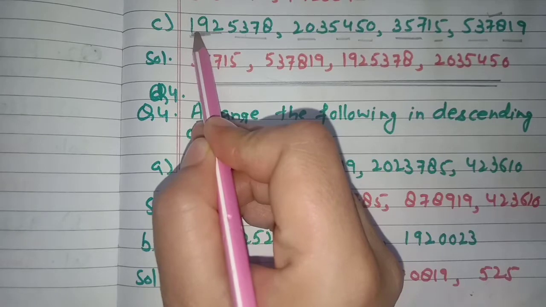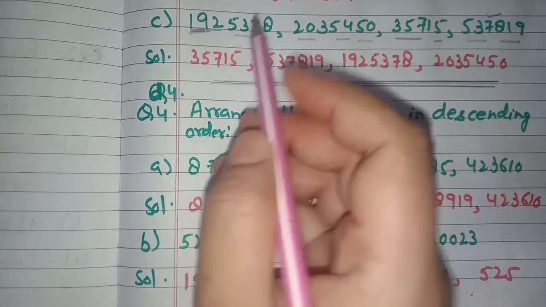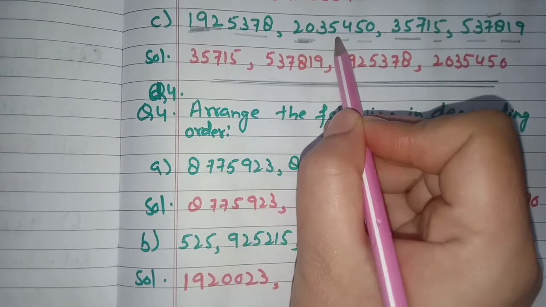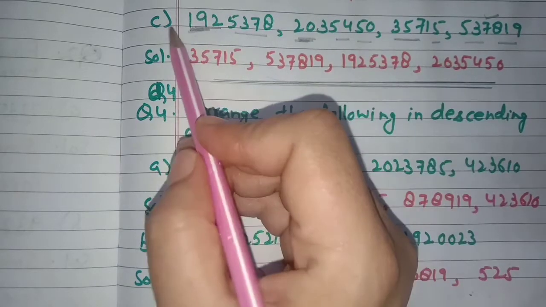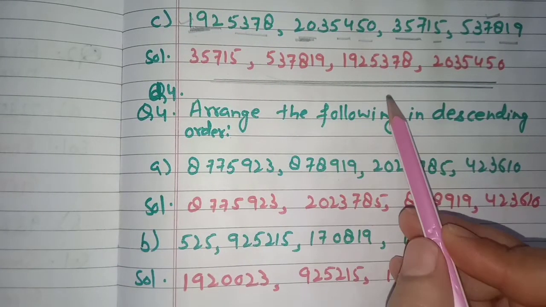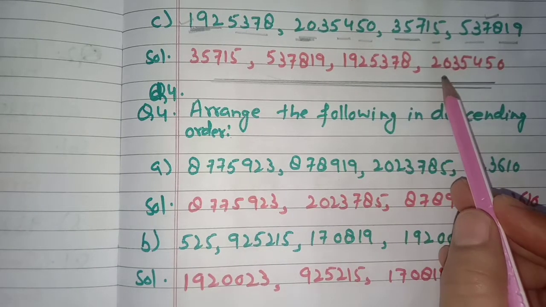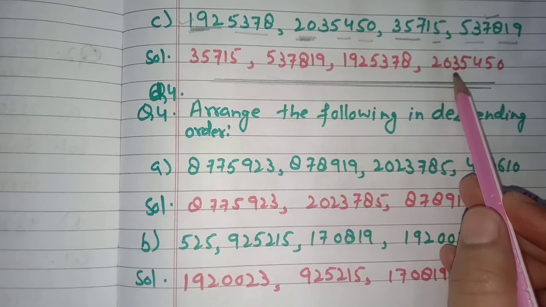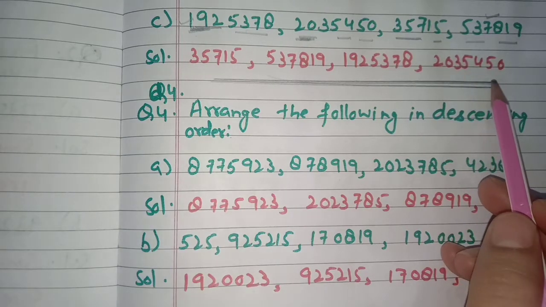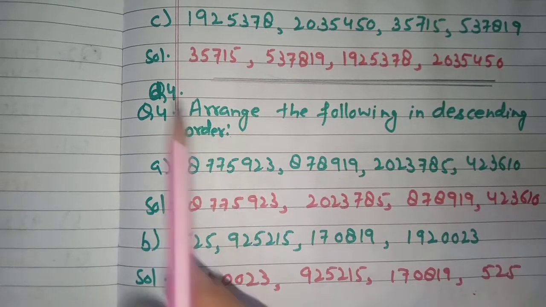So this is 19,25,378 and this is 20,35,450. So obviously this one is smaller. So first of all we will write 19,25,378 and then 20,35,450.